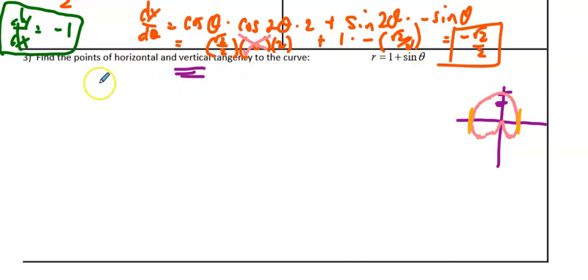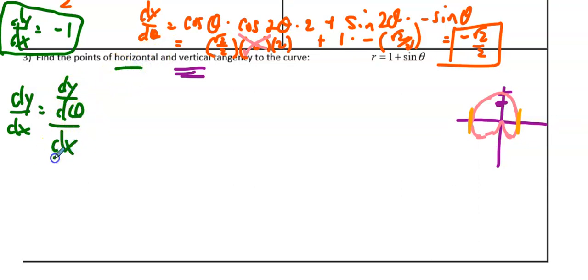For vertical tangents, just a quick refresher. dy/dx is our derivative. When our derivative is equal to 0, that means our numerator is equal to 0. That's how we found our horizontal tangents in the previous video. When our denominator is equal to 0, that means our derivative is undefined. So if we want to find our vertical tangents, we have to find dx/dθ and then set it equal to 0.